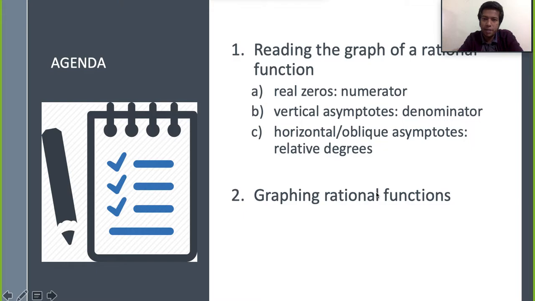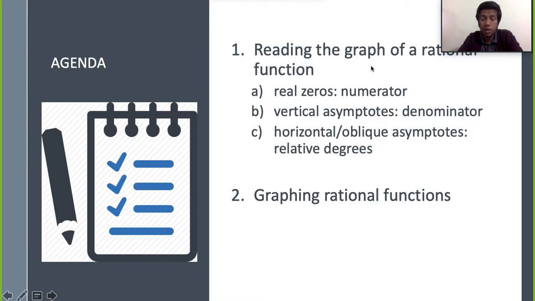These are the agenda: reading the graphs of a rational function, real zero, numerator, vertical asymptote, denominator. Like, real zero will come from where? It will come from the numerator. Vertical asymptotes will come from the denominator as usual. Horizontal and oblique asymptotes, relative degree. Then we have graphing rational functions. So more or less all these things we will discuss.